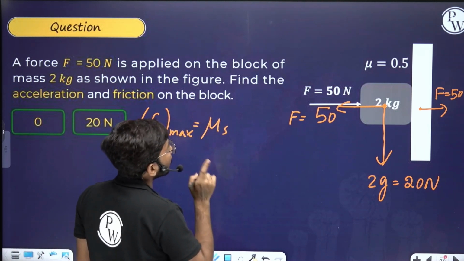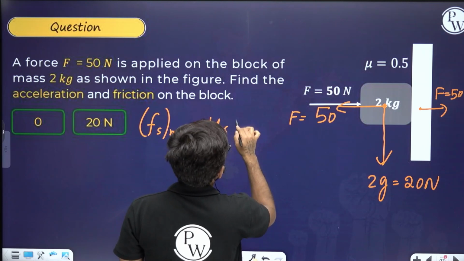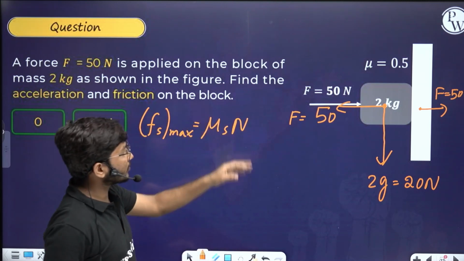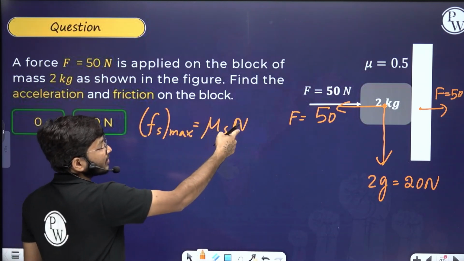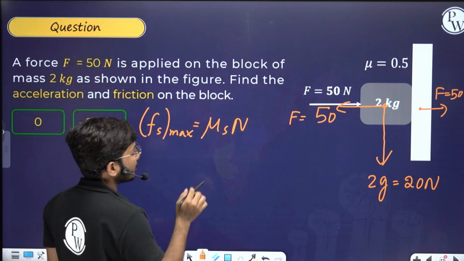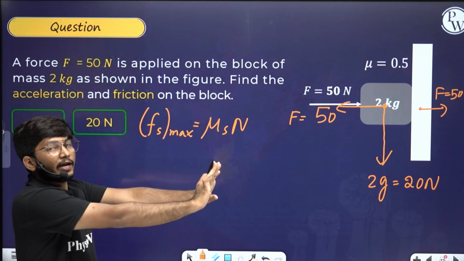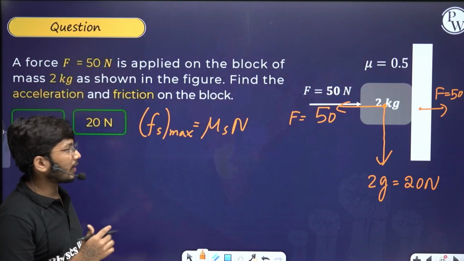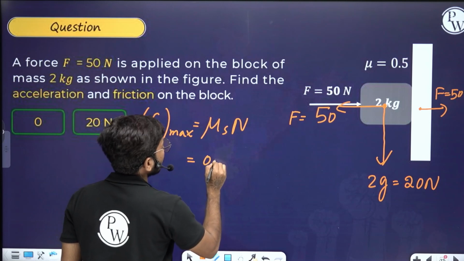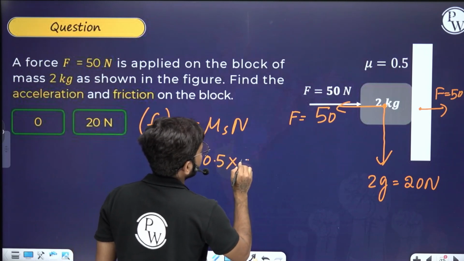μs into n. But what is n here? This n is 50, correct? This n is 50 because F external is what gives normal reaction. So μs is 0.5, n is 50.